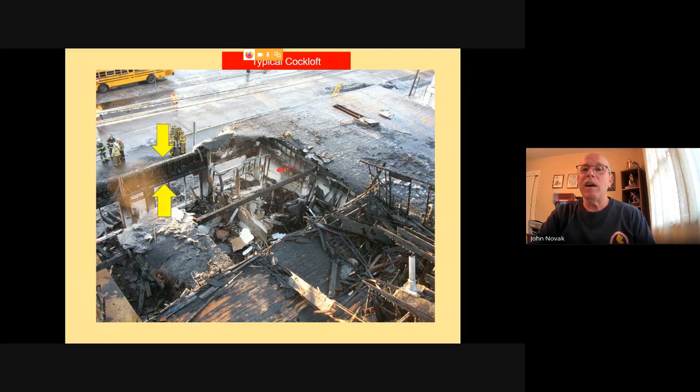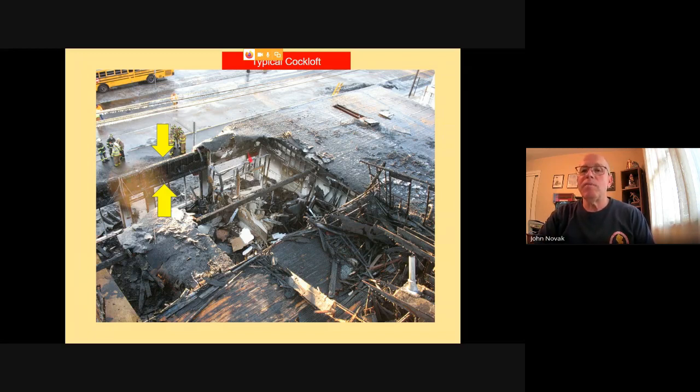We have the cockloft up here. The cockloft is basically the space above the ceiling, but below the roof deck. So it's a flat roof. Normally, the term cockloft is used when we're talking about buildings with flat roofs. If you have a pitched roof, terminology may be different. Maybe call it an attic space. Again, it's whatever terminology your department uses.